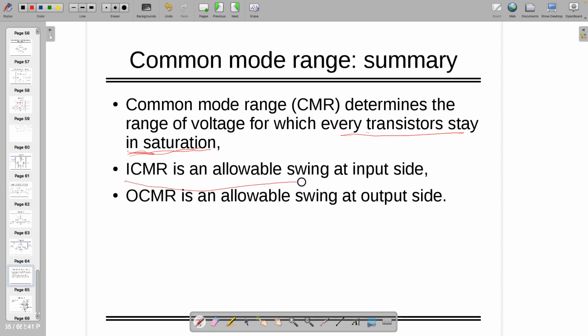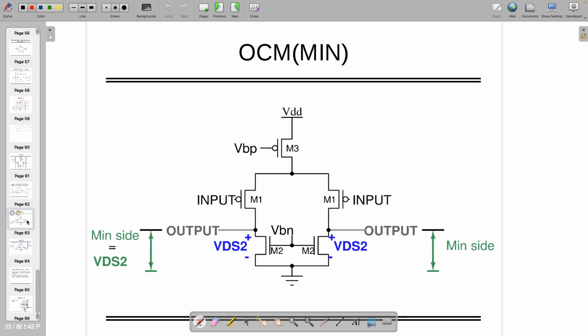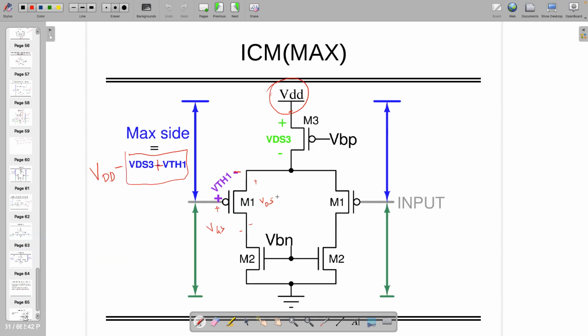ICMR is an allowable swing at the input side, whereas OCMR is an allowable swing at the output side. Both give you the small range of voltage around which you can give the answer, and these are not the unique answer, as I told you. Some people will make VDS equal to, let's say, 300 millivolts, some will keep it 250 millivolts, some 370 millivolt, 270 millivolt, or something. Accordingly, the output will change. So everybody will not get the same answer for the same design. By the way, the design looks the same, but it might be different.